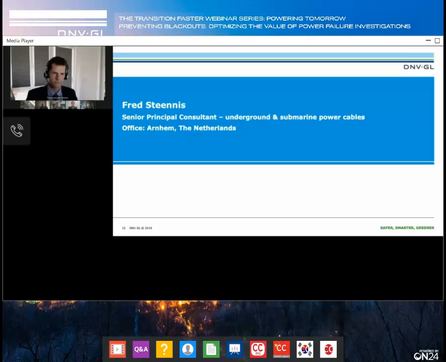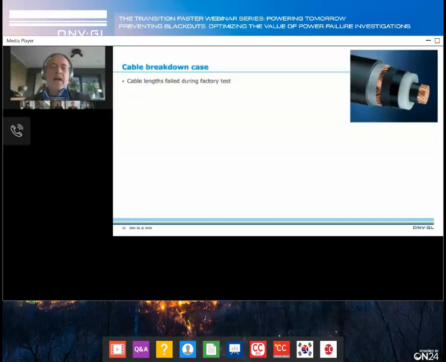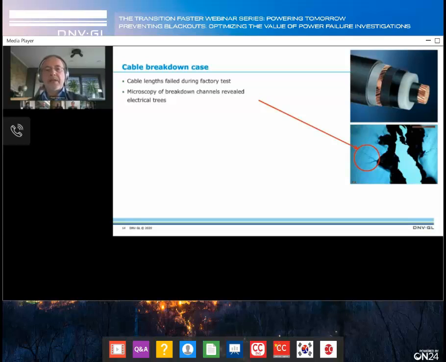I would like to show a typical example of a cable breakdown where several cable lengths that were produced did fail during the factory acceptance test. And if you look carefully at those breakdown channels with a microscope, so you make slices, the microscopy revealed that some of these breakdown channels showed tiny electrical trees. If you look to the middle picture, you can see those small black channels appearing in the red circle.